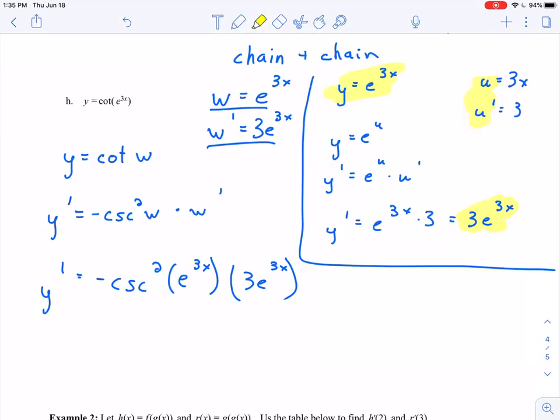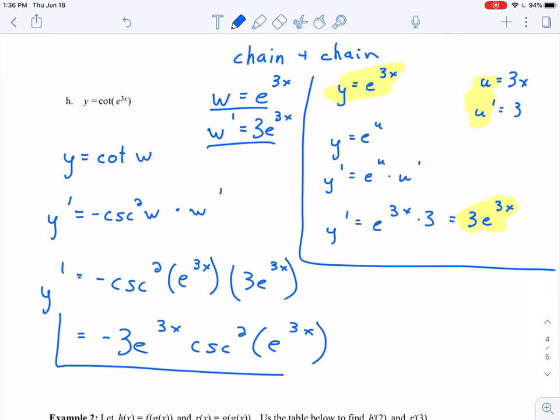I will say I think that this exponential function being here at the end is perhaps a little bit jarring to see because normally we say cosecant squared of e to the 3x, and then it might be confusing to see that 3e to the 3x there as well. It's really easy, I think, to make an order of operations mistake there. So I would just bump this up to the front. I would say that this is really negative 3e to the 3x times cosecant squared of e to the 3x. Here is my derivative.